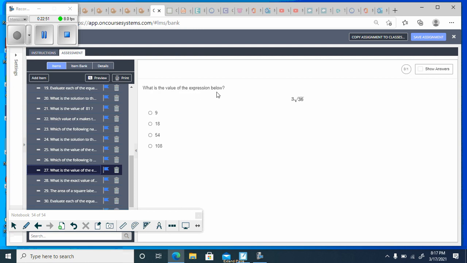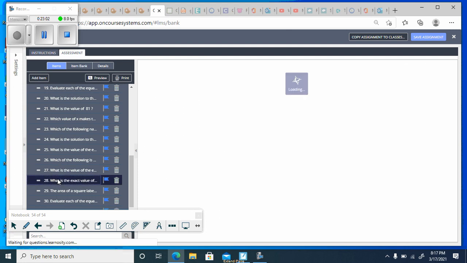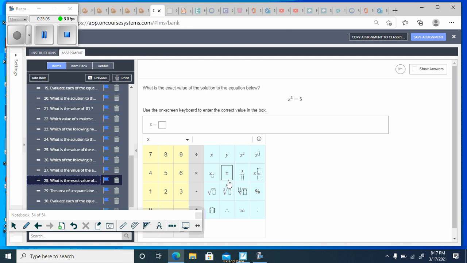What's the value of the expression below? 3 times the square root of 36. The square root of 36 is 6, so 3 times 6 is 18. What's the exact value of the solution of the equation below? X cubed is equal to 5. That would be the cube root of 5.